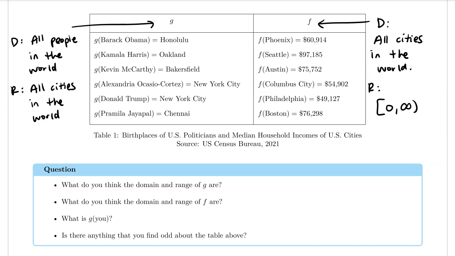And then what is g of u? You, the reader, or you, the viewer, if you enter yourself into the g function, what is your output? And then is there anything that you find odd about the table above? Something that I find odd is that none of these cities match any of these cities in the two columns. So I find that kind of strange.